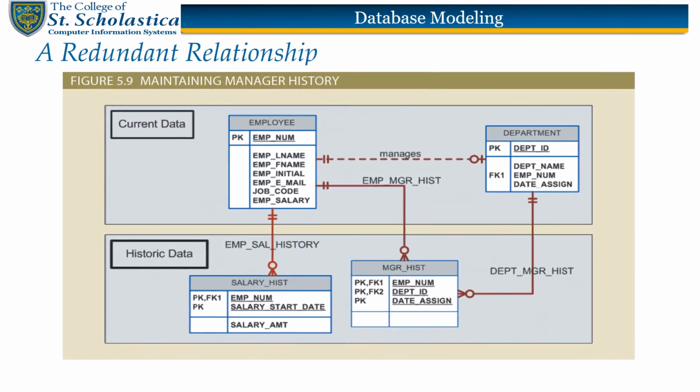An example of redundant relationships was first introduced in Figure 5.9 during the discussion of maintaining a history of time-variant data. However, the use of the redundant "manages" and "employs" relationships was justified by the fact that such relationships dealt with current data rather than historical data.